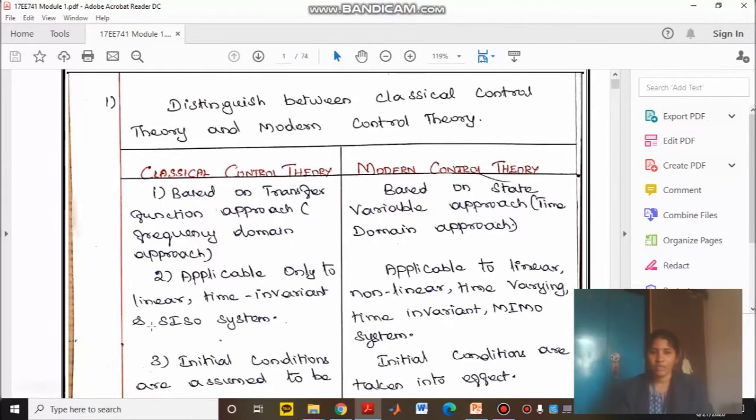SISO is nothing but single input single output system. It means that only one input will be there, one input and one output. Whereas modern control theory is applicable for multiple input and multiple output systems. You can have n number of inputs and n number of outputs, and for those types of systems also, it is possible for us to analyze.